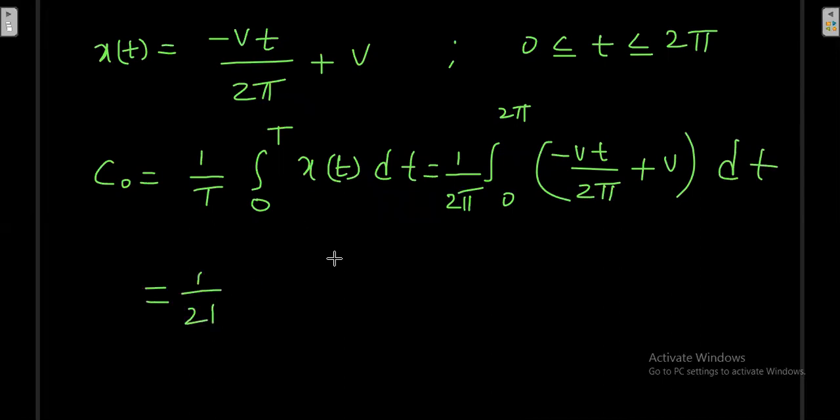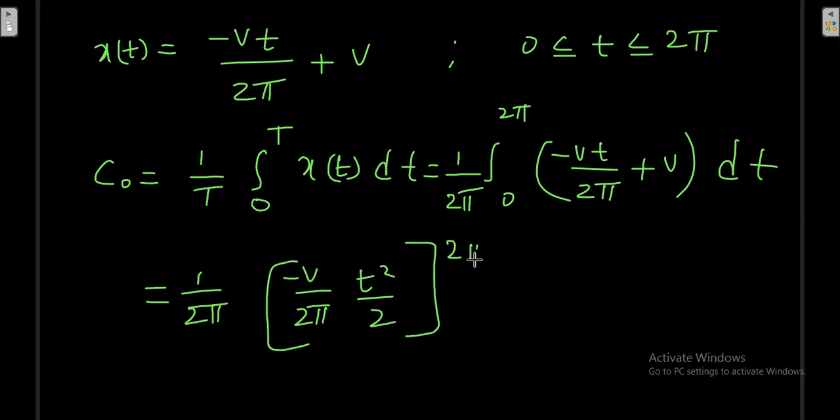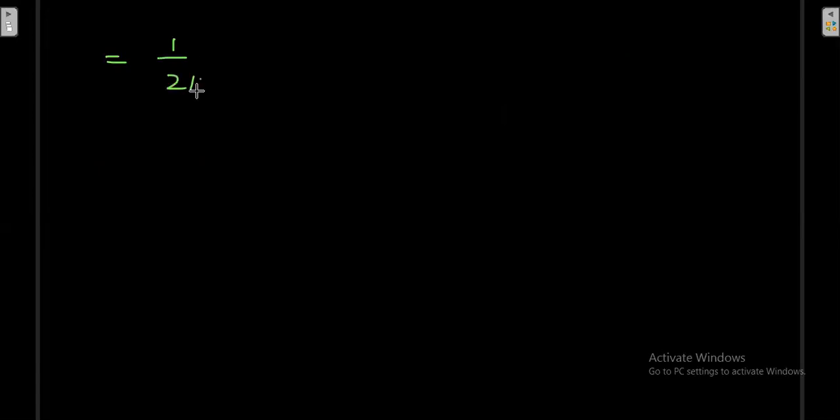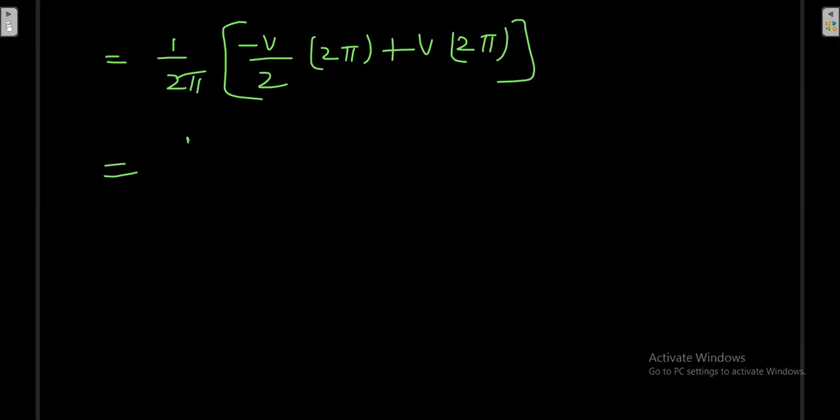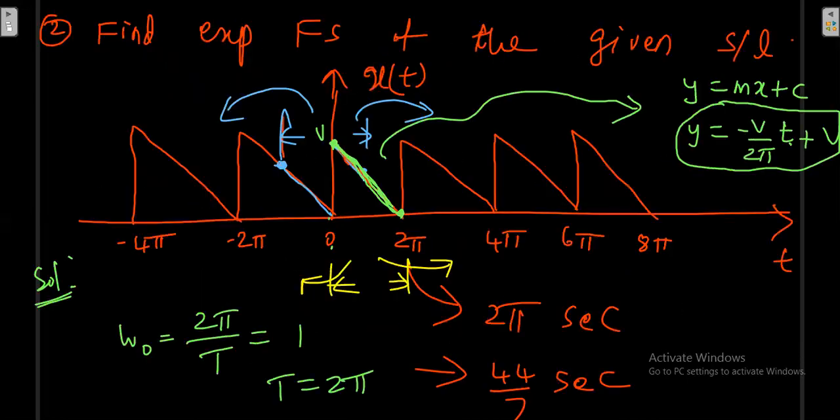Apply the integration. Again, minus v divided by 2 pi, t square divided by 2, where the limit varies from 0 to 2 pi. Here we can write plus vt, limit varies from 0 to 2 pi. Then if you apply the limit, finally you'll be getting minus v by 2 pi plus v into 2 pi. Finally, if you do the adjustment, you will be getting v by 2. So the average value we are getting is v by 2.